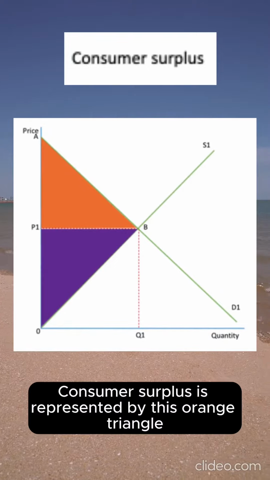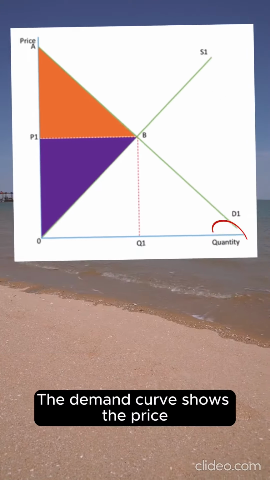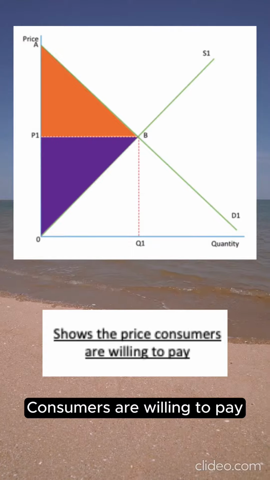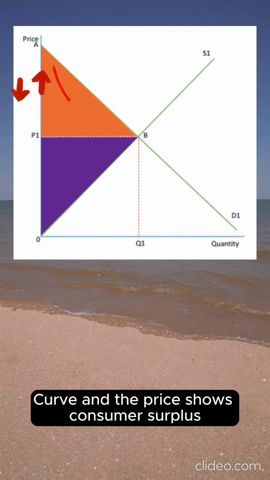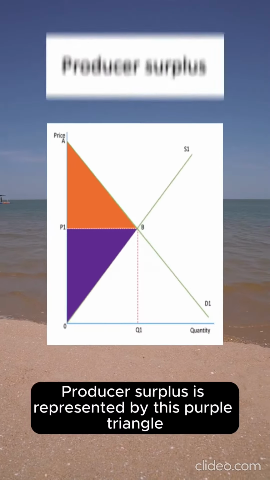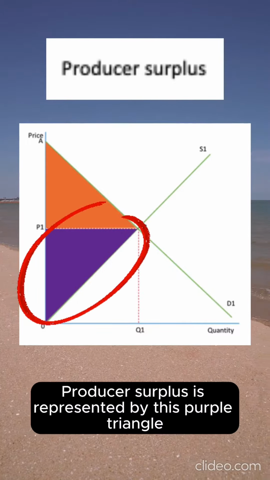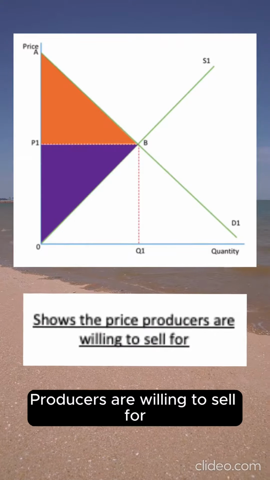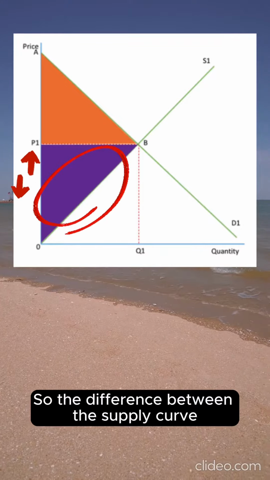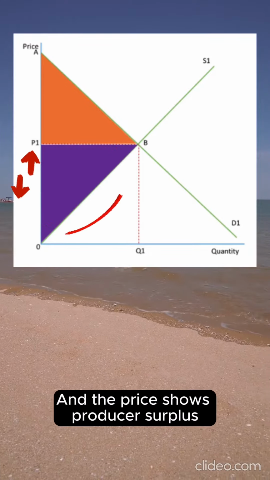Consumer surplus is represented by this orange triangle. The demand curve shows the price consumers are willing to pay, so the difference between the demand curve and the price shows consumer surplus. Producer surplus is represented by this purple triangle. The supply curve shows the price producers are willing to sell for, so the difference between the supply curve and the price shows producer surplus.